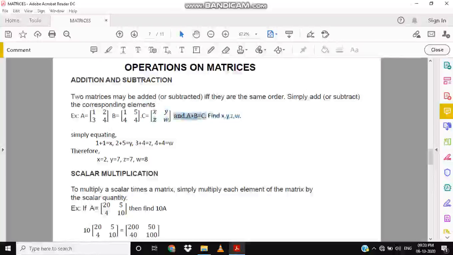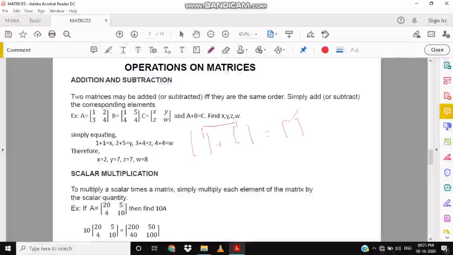Just see this equation, A plus B equals C. This is how you will be writing the matrix, right? In place of A, you write the matrix A, then plus, then matrix B, then equal to matrix C. All these matrices are given to you. Now you just simply add these two matrices and you equate it with the C matrix, right?